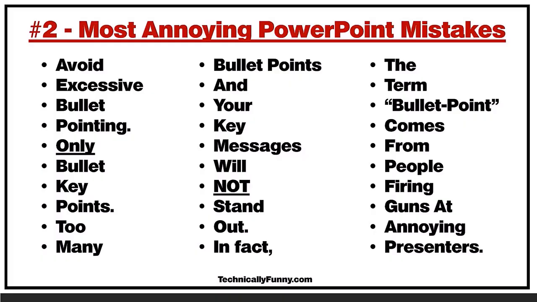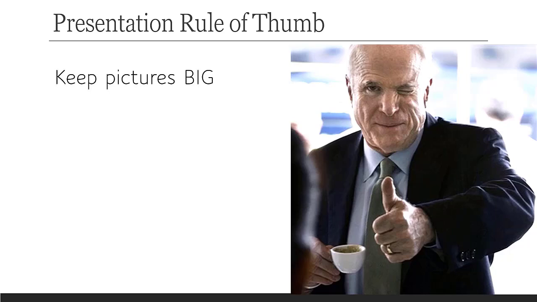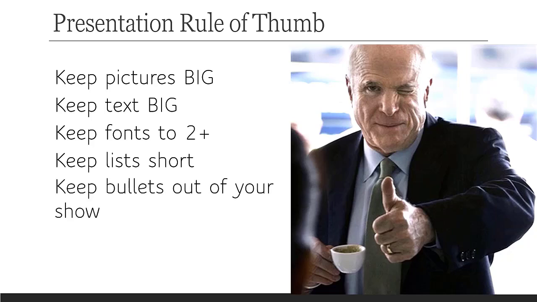What do we avoid at all costs? See the third column? Bullet points. If you need to share a list, follow the 6-6 rule of thumb. Keep it to no more than 6 lines and no more than 6 words per line like this. Keep pictures big, keep text big, keep fonts to 2+, keep lists short, keep bullets out of your show. That one is 6 words, the limit. And I can add more content to what I'm saying, but just showing it, keep it short.